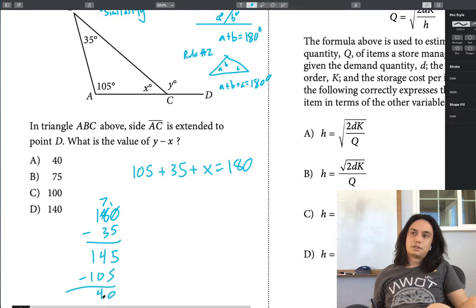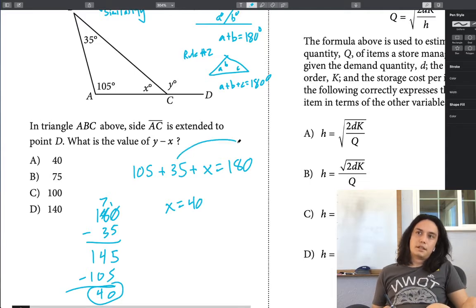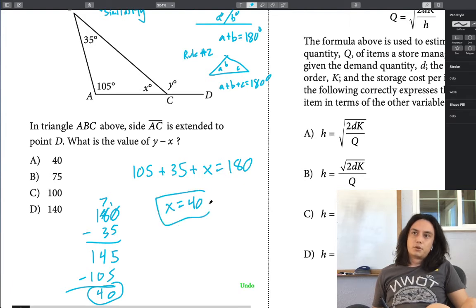Oh, this is so much easier. Thank God. Okay, so this is 40. X is 40. How do we get there? Again, we did 180 minus 35 minus 105. All right, so x is 40. Well, what's y? Well, x plus y is 180.